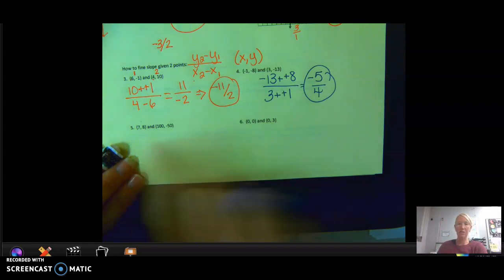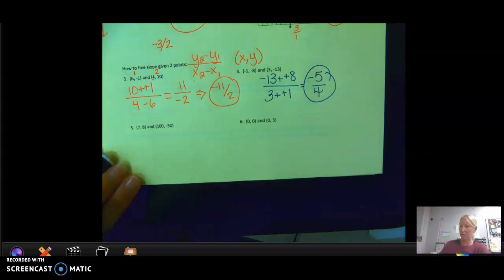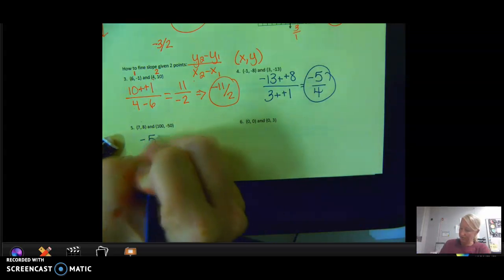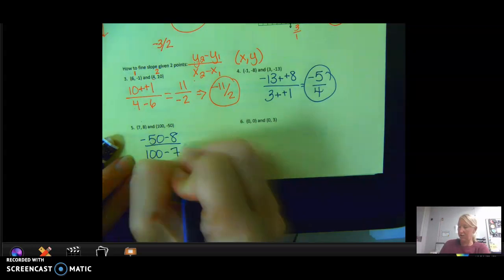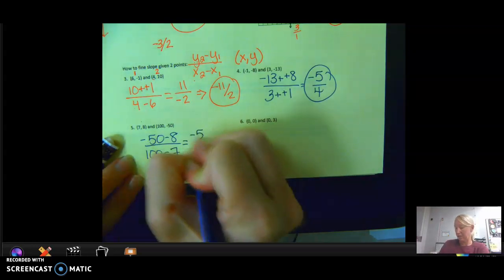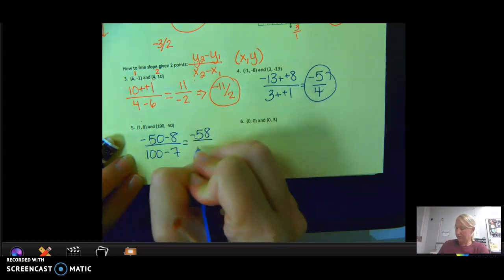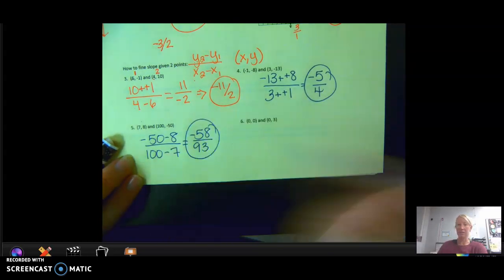I want you to pause me. I want you to do 5 and 6 on your own, then come back and check those. I'm going to go through these two real quick. Negative 50 minus 8 over 100 minus 7. So hopefully you had already paused me. You did these problems, and now you're coming back to check. Negative 58 over 93. I don't believe that that reduces.